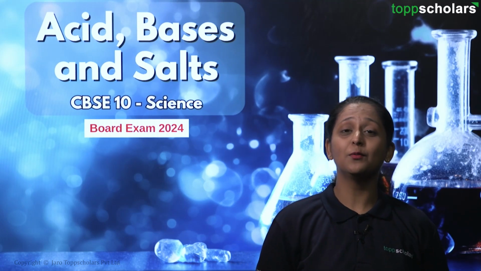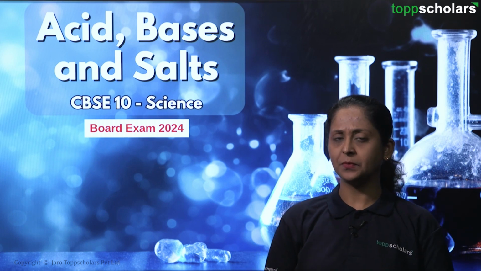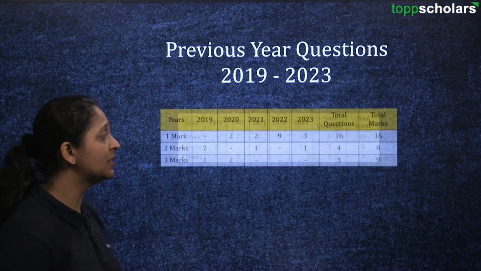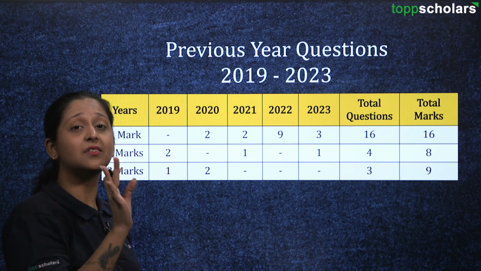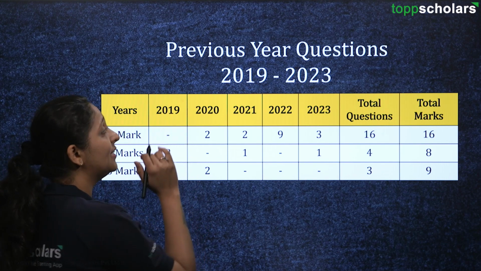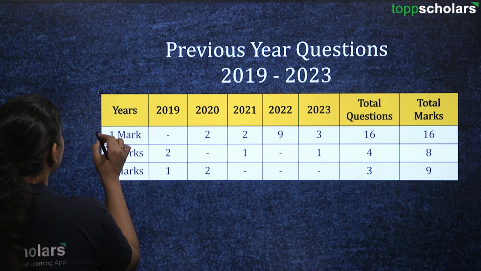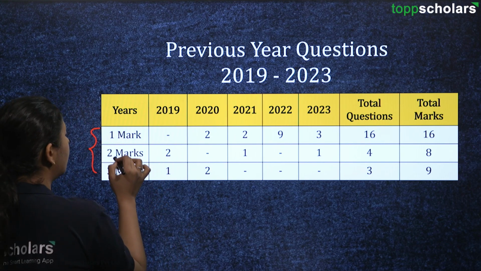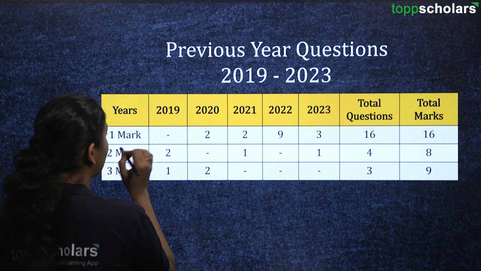Today we are going to start with a very interesting topic which is acid, base and salt. This is also among the very important points in your CBSE science syllabus. So here we are going to discuss the previous year questions from 2019 to 2023, that is, the past 5-year questions, right? We have questions from all 5 years for 1 mark, 2 mark and 3 mark, okay? So let us go for the first 1 marker questions.